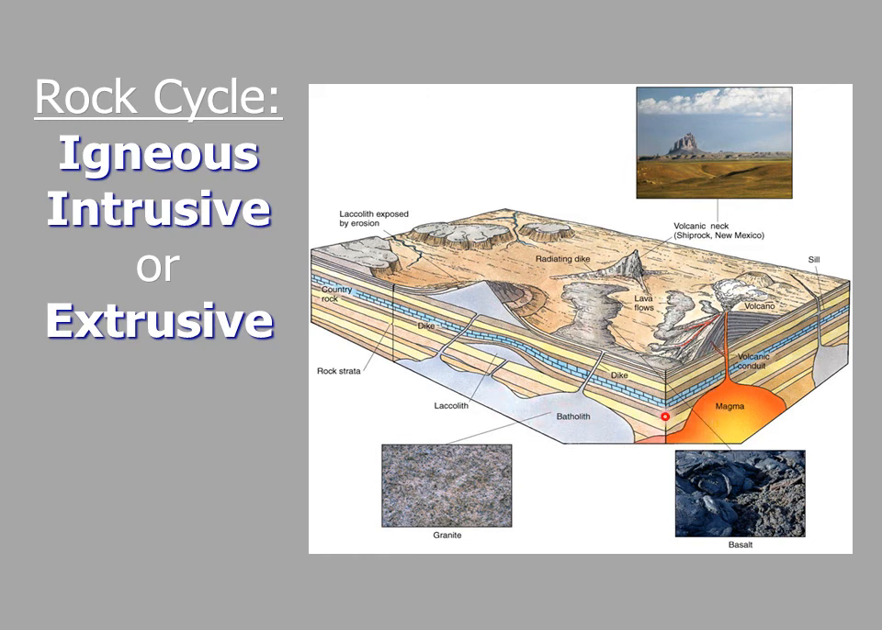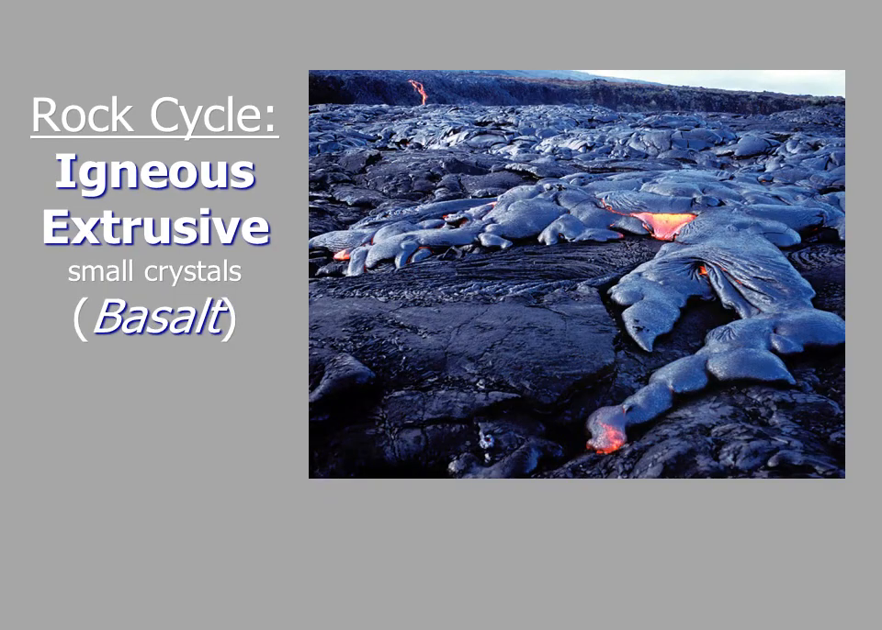Sometimes the major portion of the magma chamber will actually cool in the subsurface, and a big chamber of cooled magma in the subsurface is called a batholith. Igneous extrusive extrudes onto the surface. Igneous intrusive never makes it to the surface, and through erosion gets exposed later.